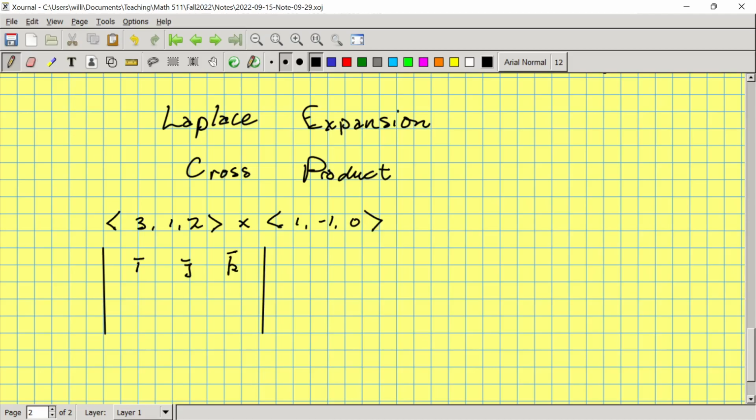Thank you for letting me know there's a Calc 4 class to avoid. There's a Calc 4. Oh, it's awesome.